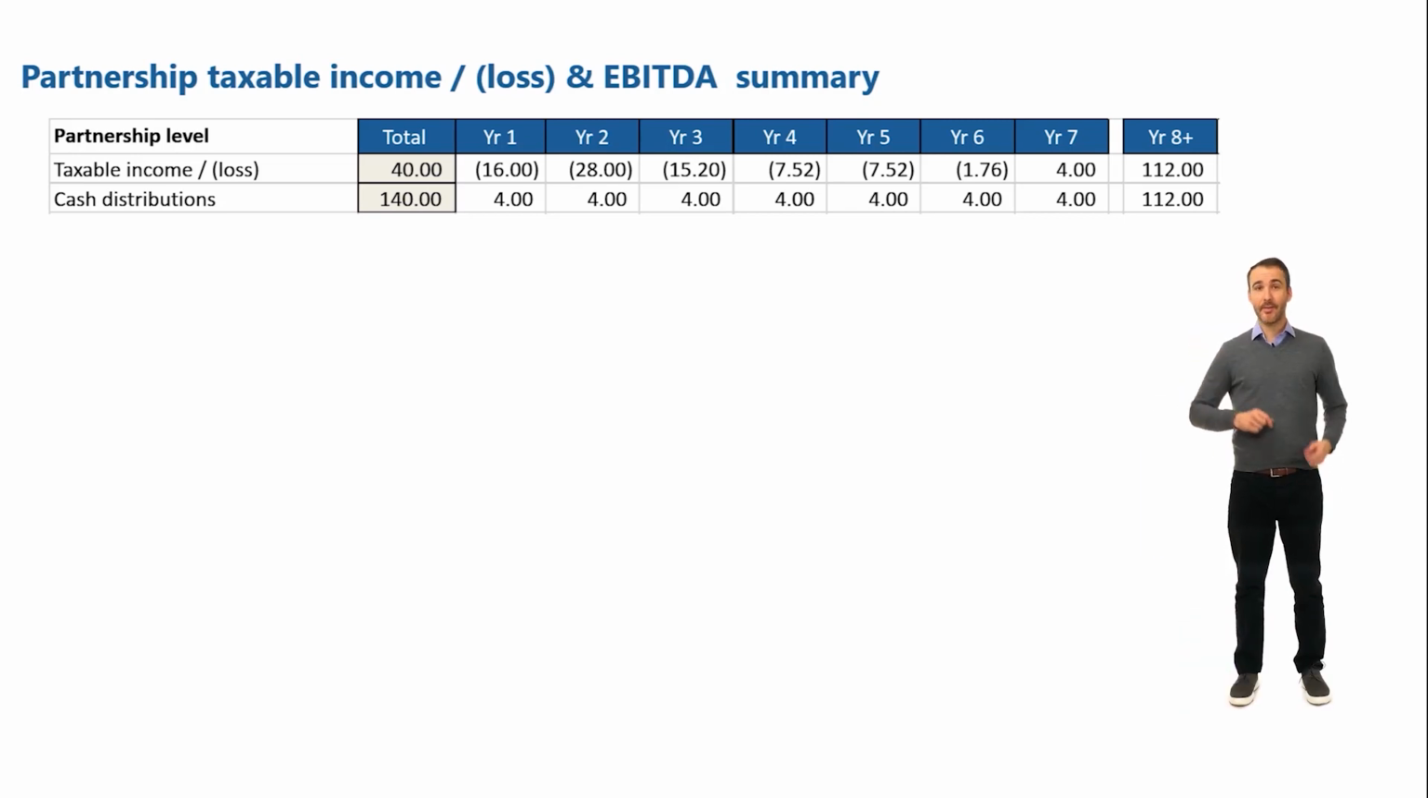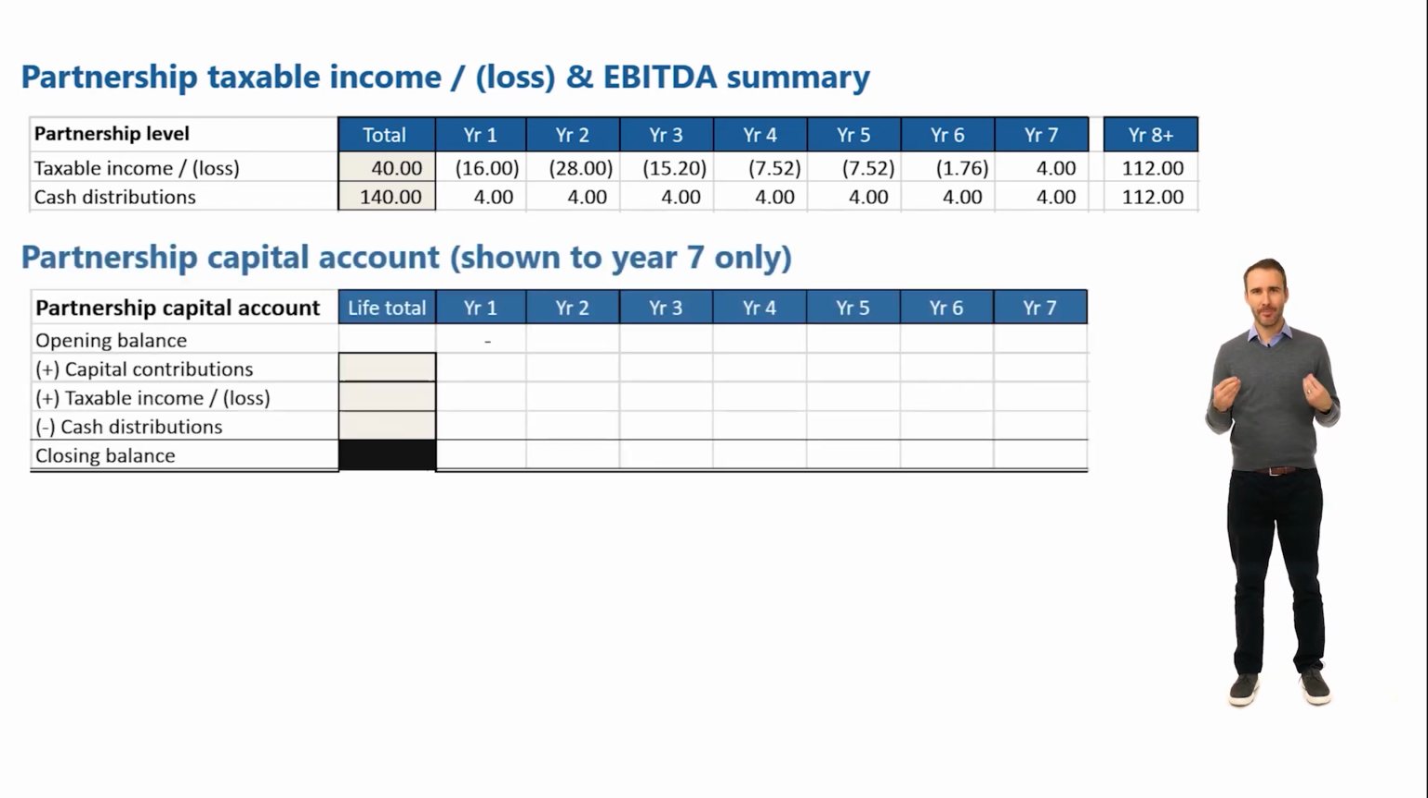In year 1, the investors invest $100 million, or the total construction cost of the project. We add our taxable income in year 1, which is minus $16 million, given that we have a loss. And then we deduct from this our cash distribution of $4 million, leaving us with a balance of $80 million at the end of year 1.